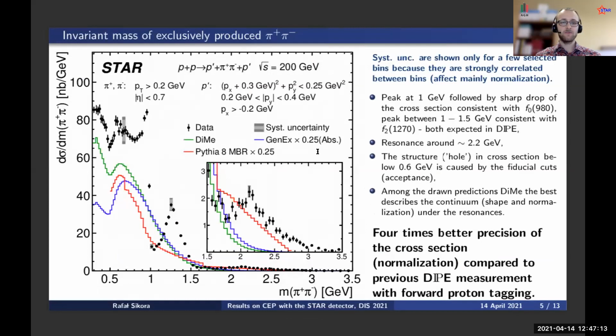Now the physics results. Before I discuss the spectrum, I would like to point out the systematic uncertainties that are marked only on a few points with the gray boxes. We draw them only in a few places to highlight that these errors are strongly correlated, and they should be understood as allowed collective movement of all the points upwards or downwards. So they should not be treated as statistical uncertainties, which are uncorrelated. And those systematics are four times better than the double pomeron exchange measurement with forward-going proton tagging until this day.